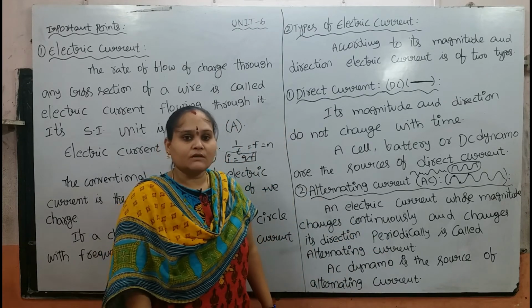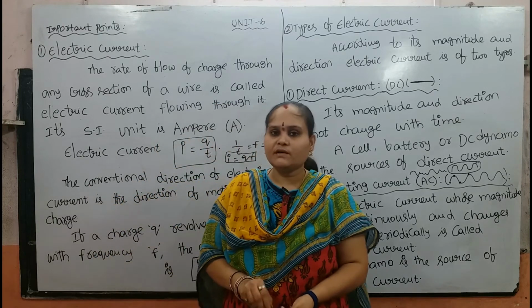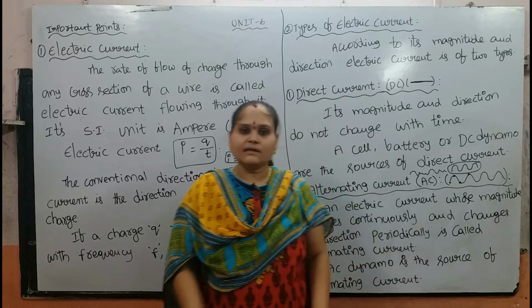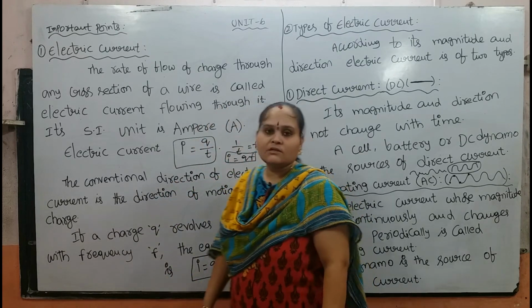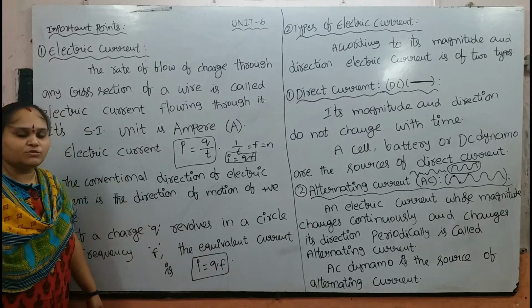AC dynamo is the source of our alternating current. So once again, repeat it. Today's class is current electricity, unit 6. In this, some important points we are discussing.